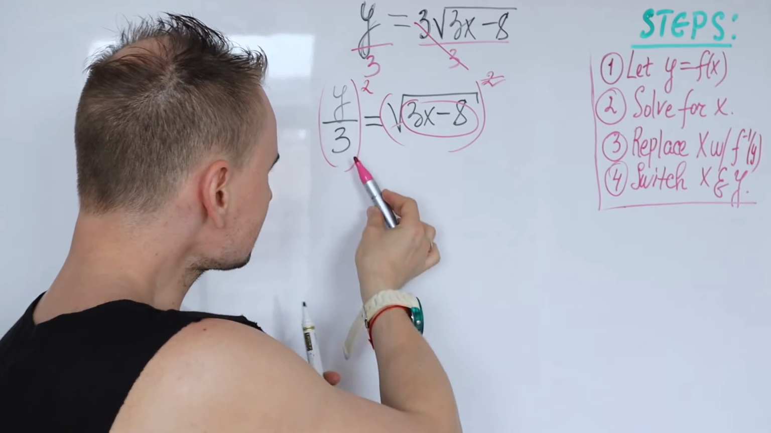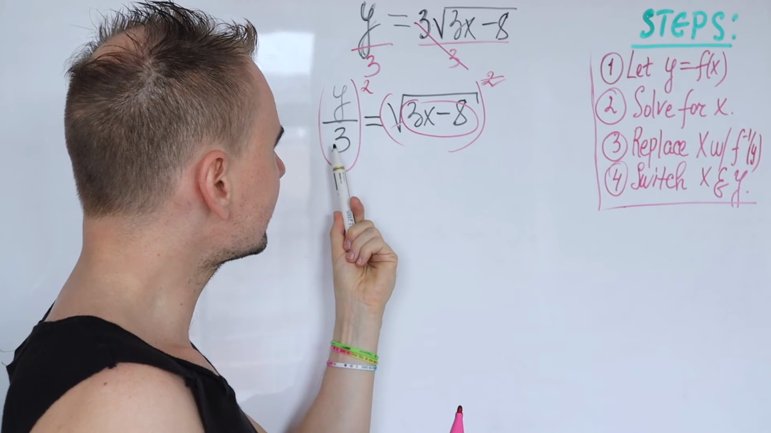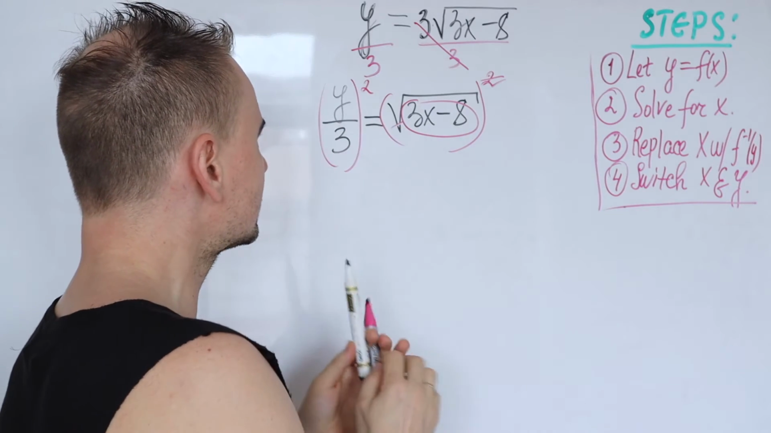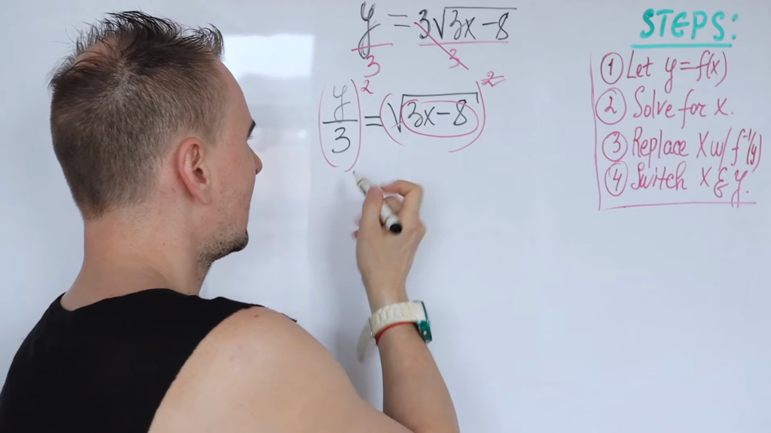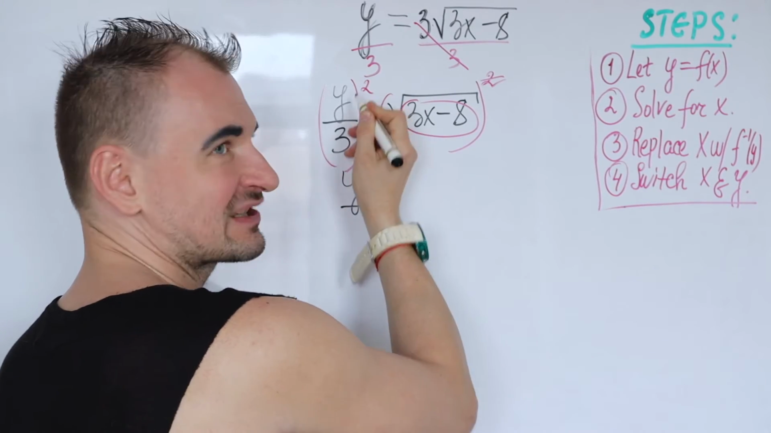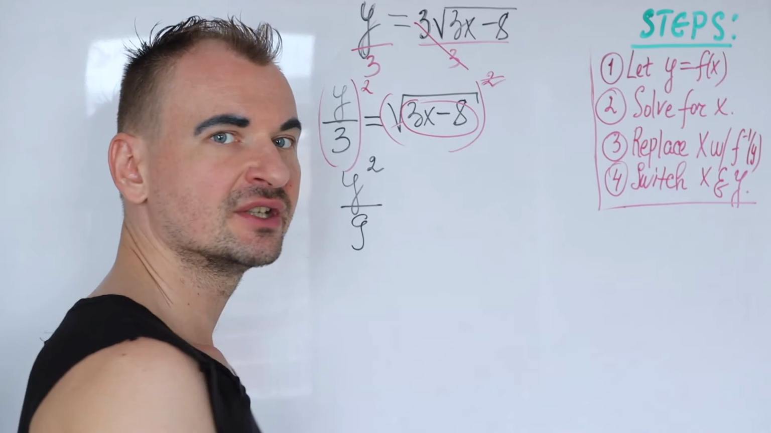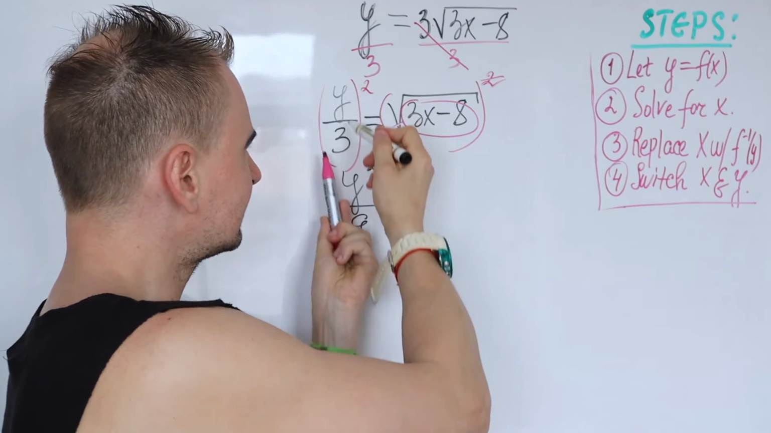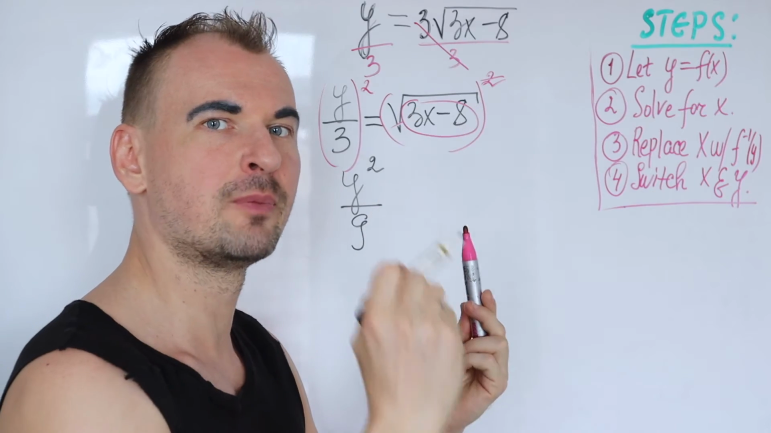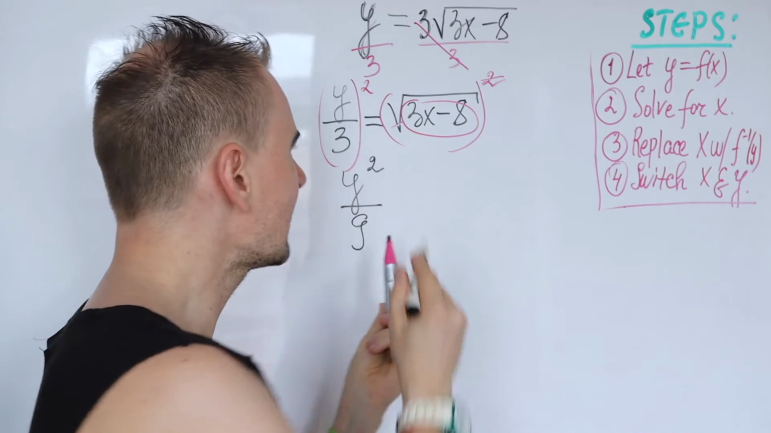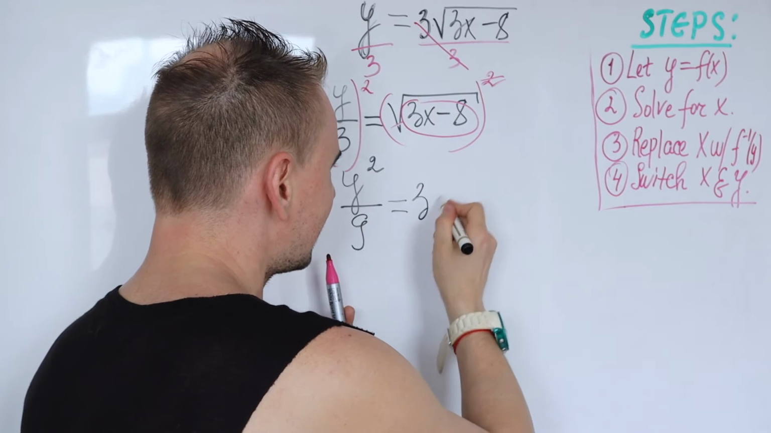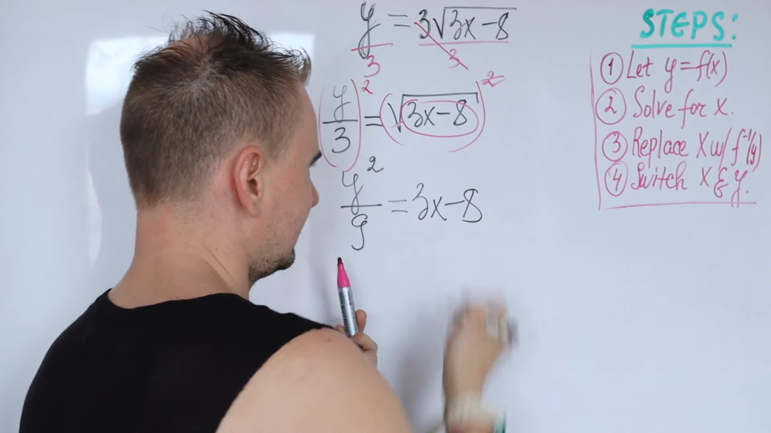Now, since you need to raise this fraction to the second power, you want to raise separately to the second power: y squared over 3 squared, which is 9. So don't forget that you need to raise both top and bottom to the second power. And your right side simply becomes 3x minus 8.